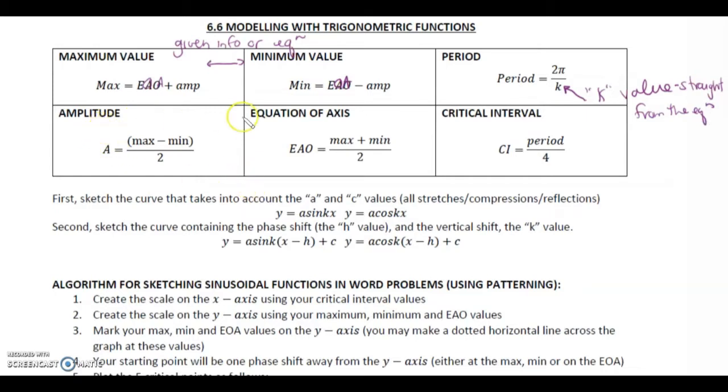Okay, amplitude and equation of axis go hand in hand with the max and min. So if you need the amplitude, if you have information on the max and min, this is going to just come from information from the word problem. Okay, amplitude is max minus min divided by 2. And then equation of axis is max plus min divided by 2.